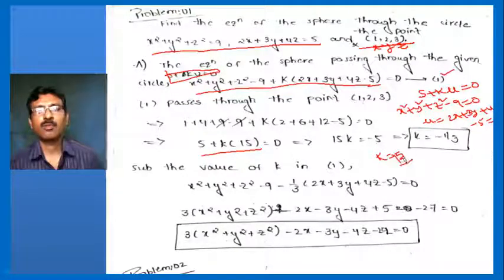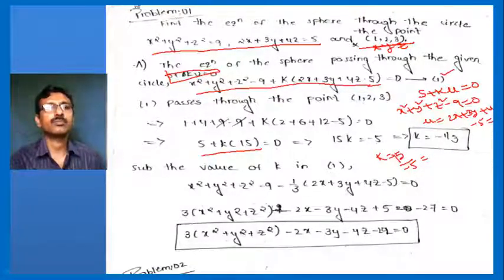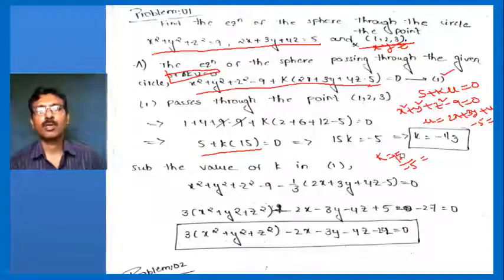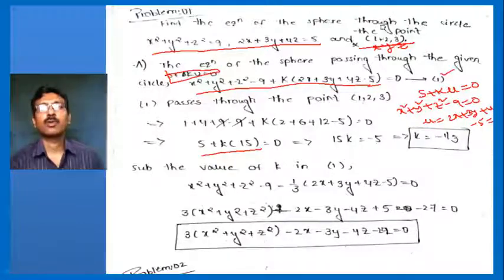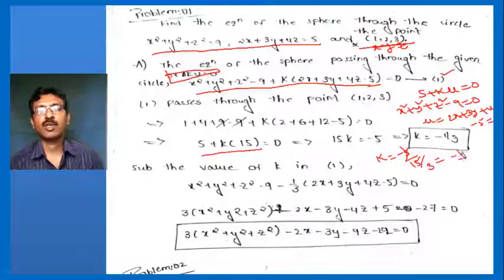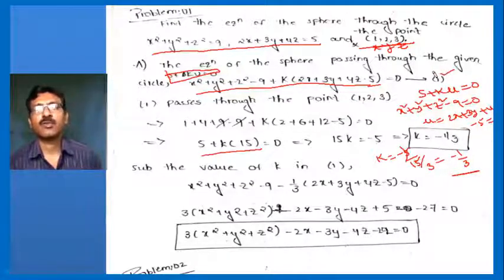15k equal to minus 5, which implies k equal to minus 5 by 15, that is minus 1 by 3. Here k is minus 1 by 3. Substitute k equal to minus 1 by 3 in equation 1.